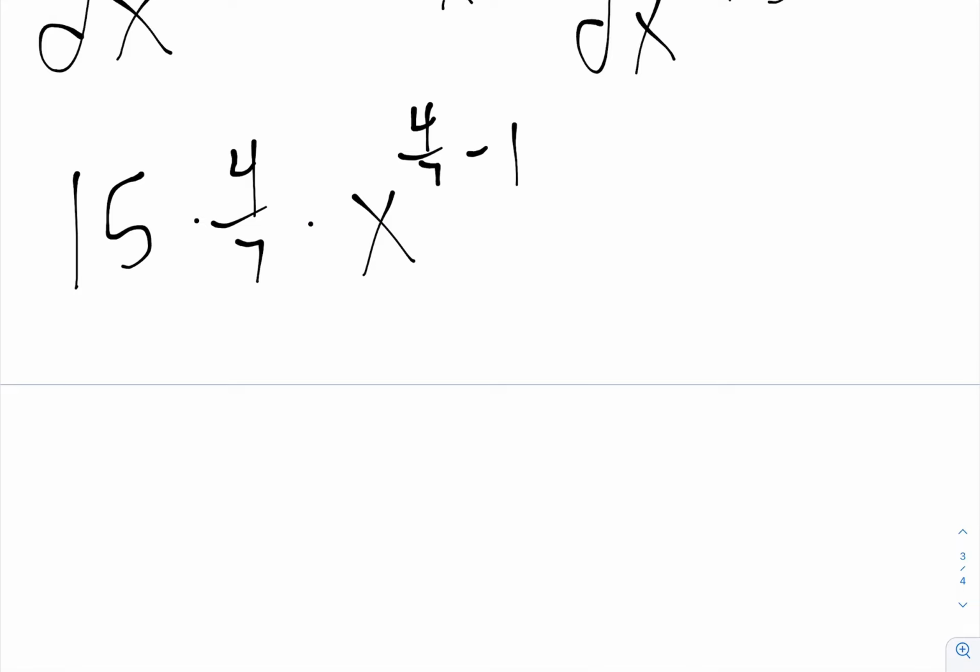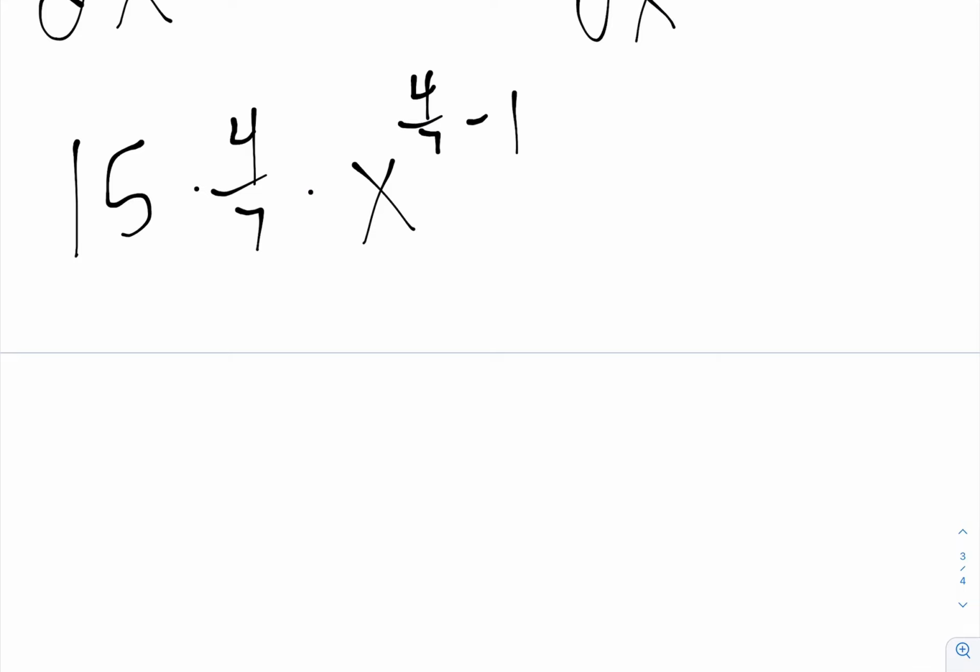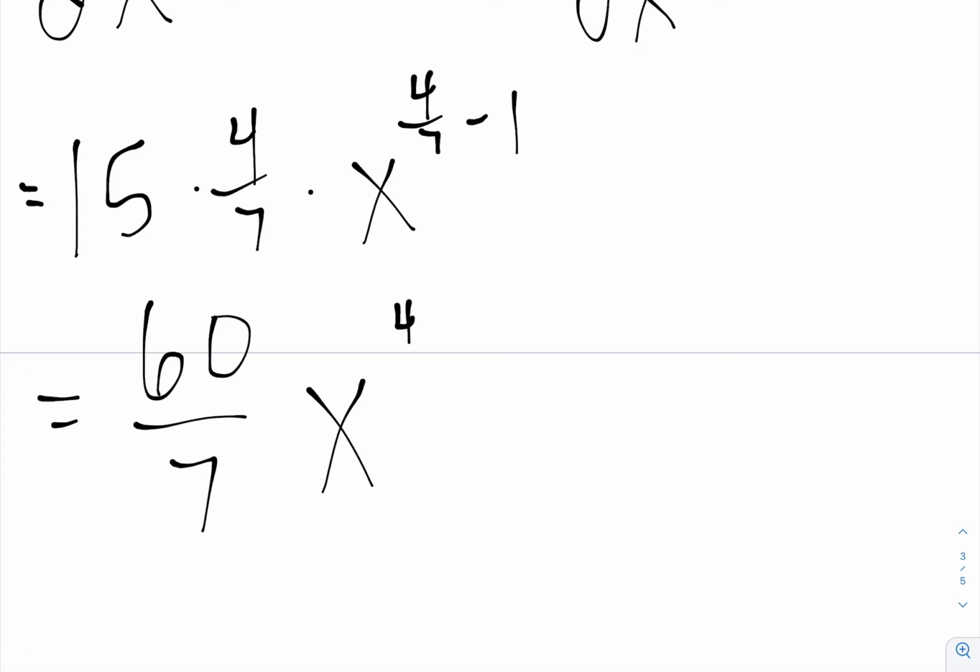Okay, so 4 over 7 minus 1, actually no, let's do 15 times 4 over 7. So 15 times 4, that's going to be 60. So this is 60 over 7. That's not going to reduce, okay, because we can't divide 60 by 7. And then we got x to the power of 4 over 7.